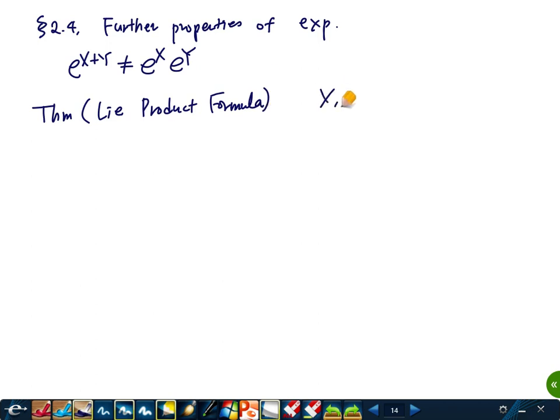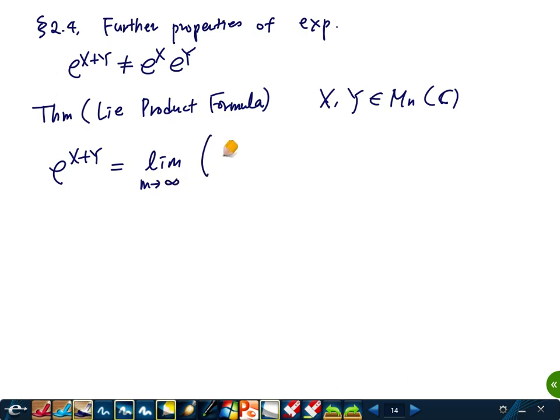For all x and y, if x and y are just complex n by n matrices, then e to the x plus y equals the limit as m approaches infinity of e to the x over m times e to the y over m, to the mth power. This will be used later to see the connection between Lie algebras and Lie groups.